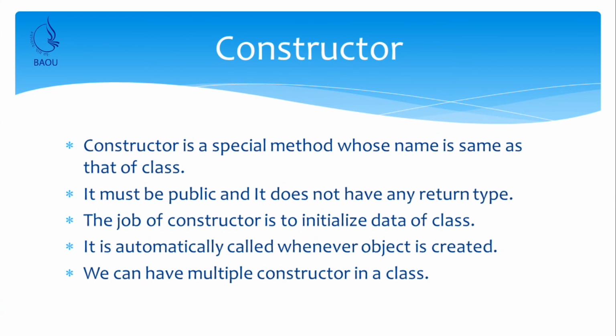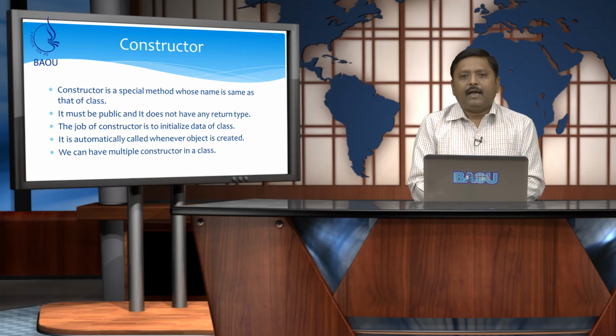So, you write down new and the class name, at that time it is automatically called whenever the object is created, and the job of the constructor is to initialize data of the class. And remember, we can have multiple constructors in a class. For example, my class has 3 instance variables, I can initialize all 3 in a single constructor, or I can initialize 1, 2 or 3 depending on my requirement. So, we can have multiple constructors also.